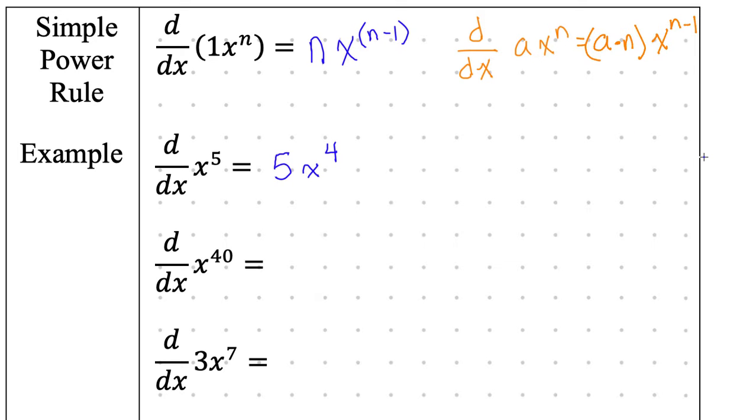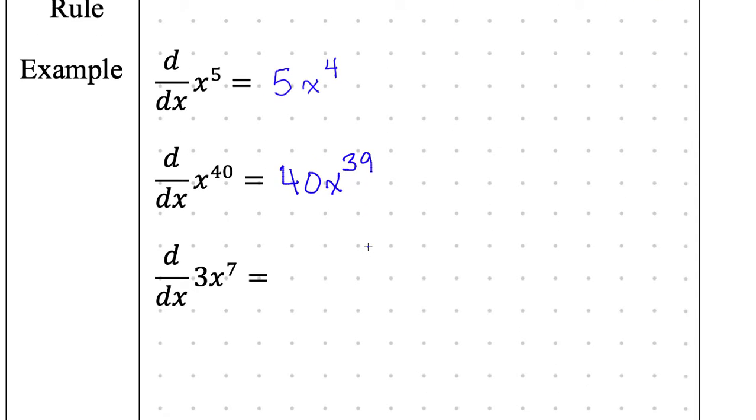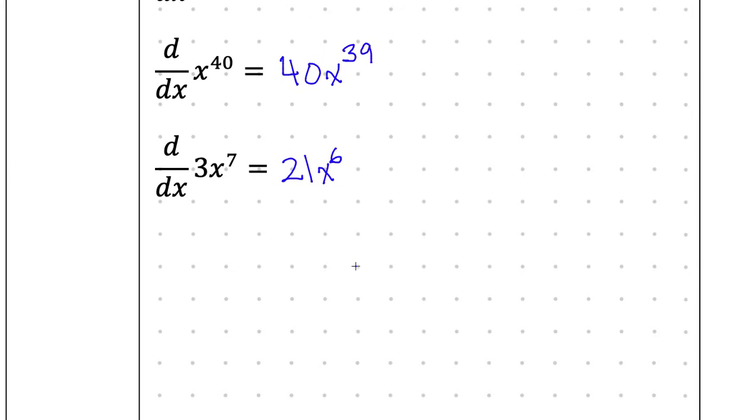But before I do that, can either Gio or Stego do example number 2? 40x to the 39th power. Do you agree, Stego? Yes. It is indeed correct. Good job, guys. All right, now let's get a little bit more difficult. The derivative of 3x to the power of 7 with respect to x is... 21x to the power of 6. Oh my god, you guys are killing it already. This is easy peasy lemon squeezy.